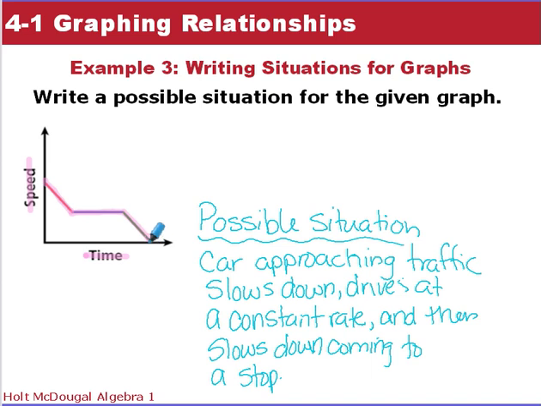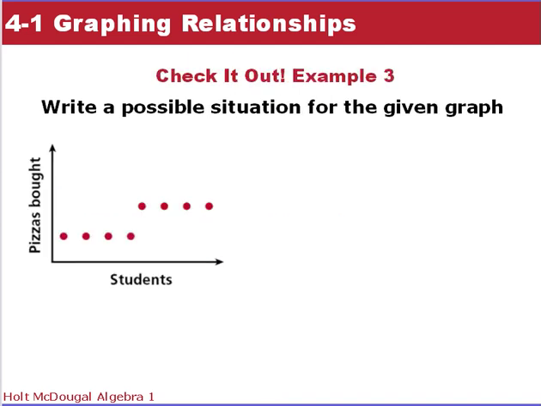So a possible situation could be a car approaching traffic. So he's approaching traffic, so the car is slowing down, drives at a constant rate because he's sitting in traffic, and then eventually comes to a dead stop. Rush hour, that happens.